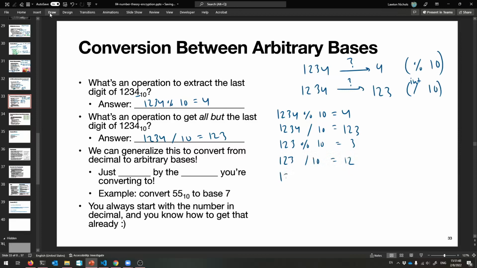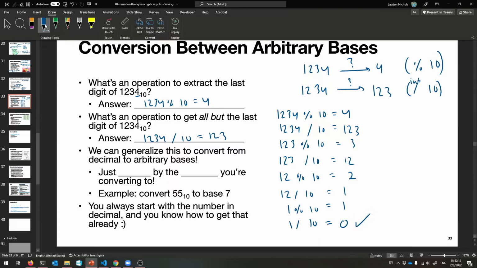Okay, see the game that we're playing here? 12 mod 10, that's 2. 12 integer divided by 10, that's 1. Cool. If I can just extract all the digits of 1, I'll be done. 1 mod 10 is, of course, 1, and 1 integer divided by 10 is 0, and that's actually when we're done. We know that this process finishes once we reach 0. We don't include that in our answer.